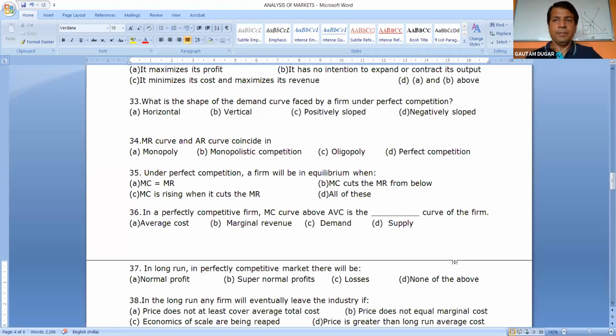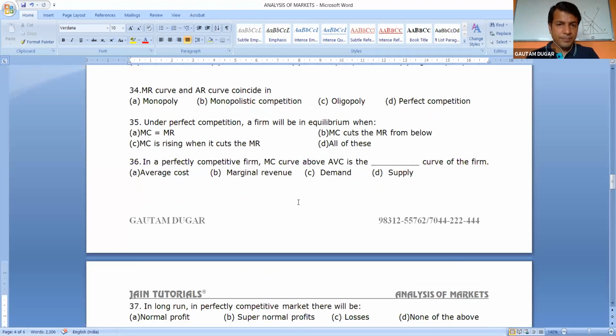Hand raising, I cannot help Shubhani with that. The chat box, I cannot help with it.